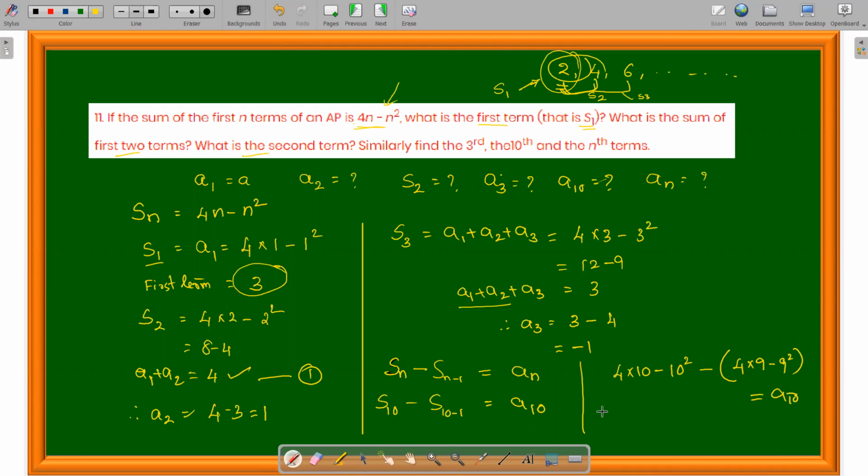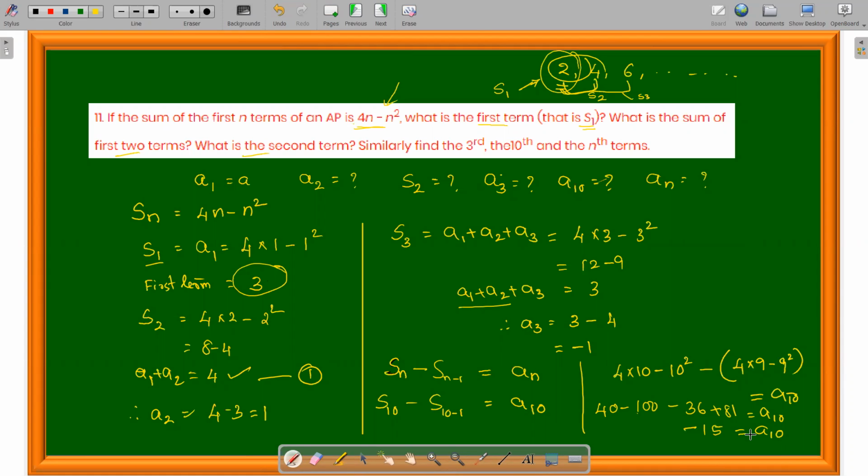So 40 minus 10 square, it is 100, and minus 4 into 9, it is 36, correct? And here 9 square, it is 81. Minus into minus plus 81. So calculating this one, what will you get? This 100 and minus 136 and 121, isn't it? 136 minus 121. Simply getting minus 15, correct? We are getting minus 15.